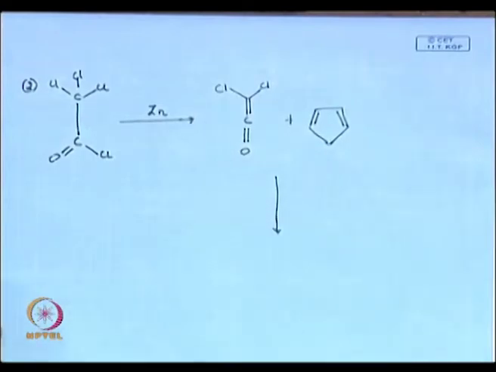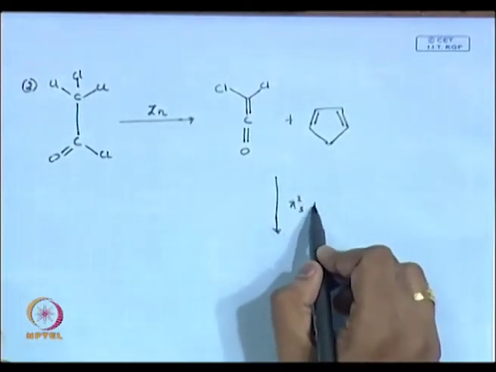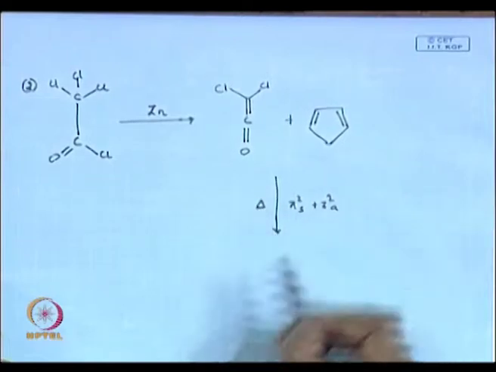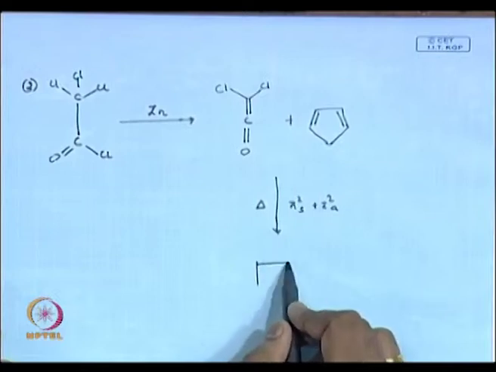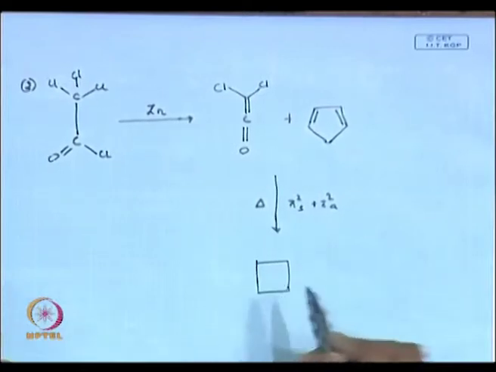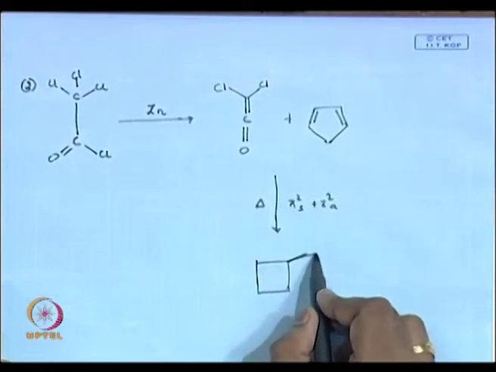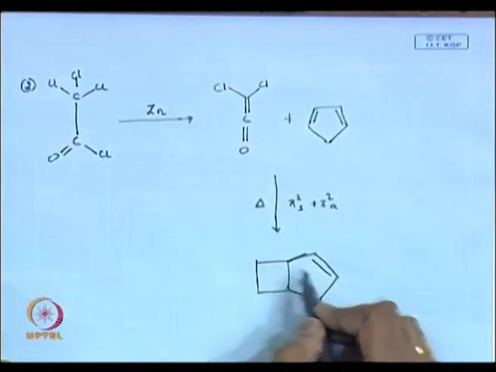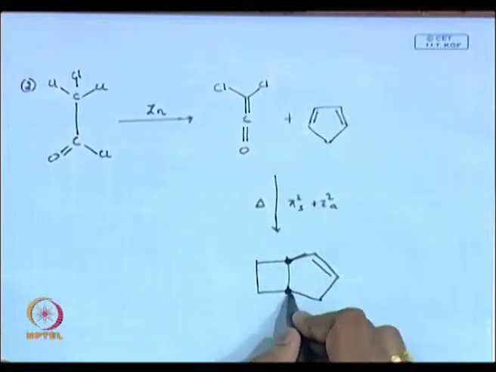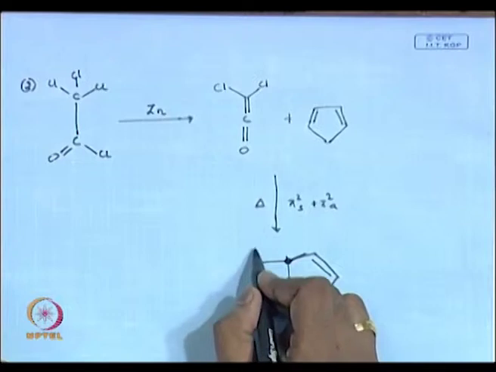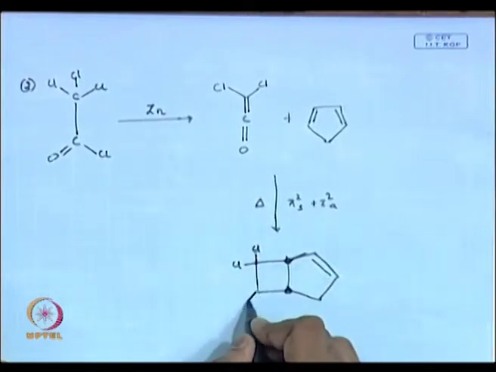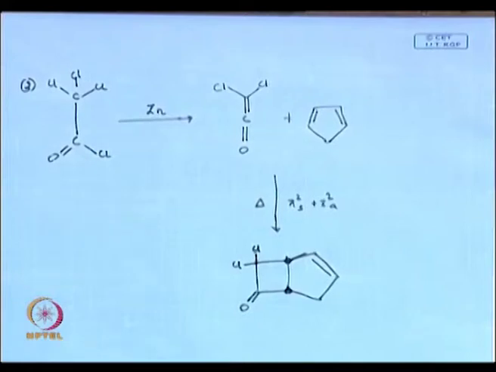So, it does not need light. It is a pi 2 S plus pi 2 A and heating. So, you end up with a nice stereogenic center here, with your chlorides. Fine. So, you get this type of nice product when you do your ketene chemistry.